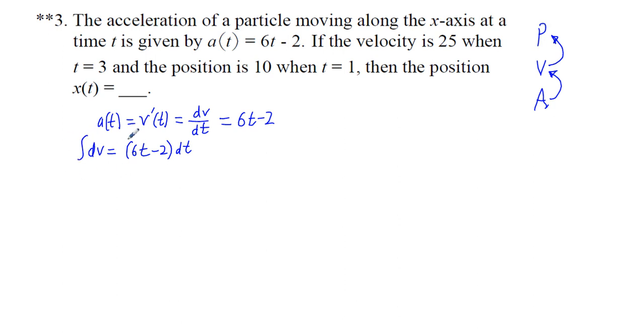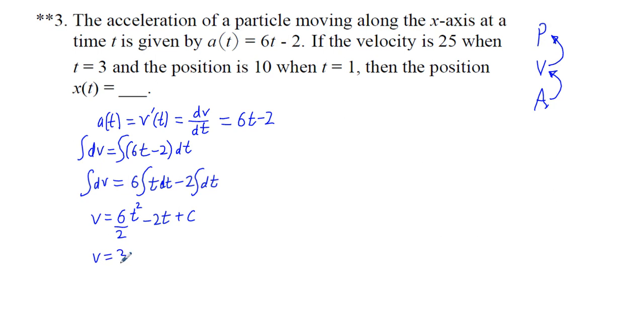We're going to take the integral of both sides of this equation. I'm going to leave this dv here. We're going to get on the right side 6t dt minus 2 dt. And now we're going to integrate. So we get v is equal to 6, and we're going to have t squared, because that's t to the first power, divided by 2. And then we're going to have minus 2t, plus c. Well, what we're going to get here for a general solution is v is equal to 3t squared minus 2t plus c.